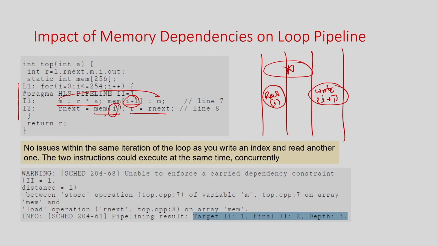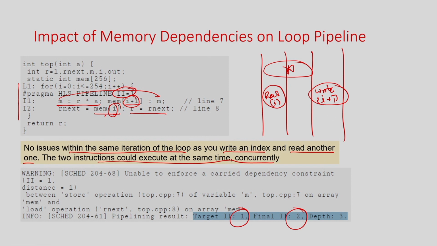So, it is basically 3 steps and I can pipeline it. If I now try to pipeline with my pipeline II equal to 1, if I try to apply my high level synthesis tool, it says that this cannot be an initiation interval of 1, I am going to get 2. Why? Within the loop there is no problem, there is no issue in the same iteration of the loop, because the read index and write index are completely different. So, I can execute this at the same time concurrently. You can put this read here as well, both are possible, but I just try to schedule as early as possible. So, there is no problem as such within one iteration.